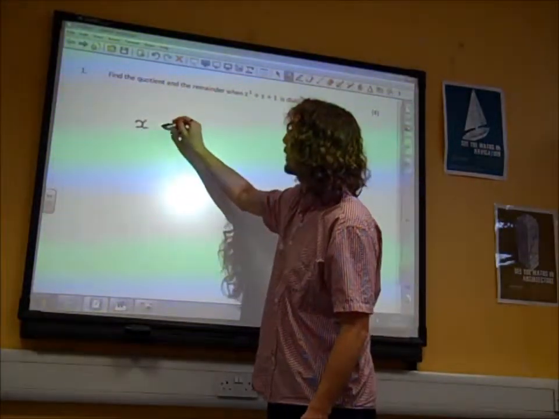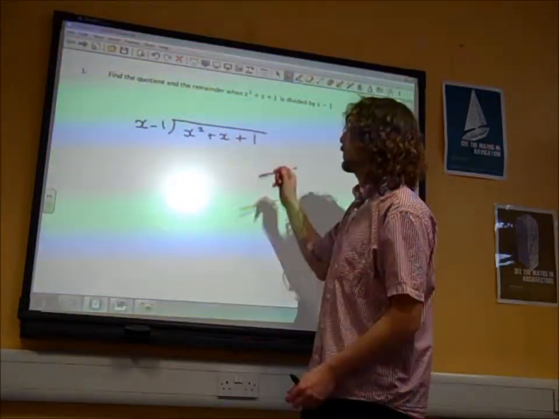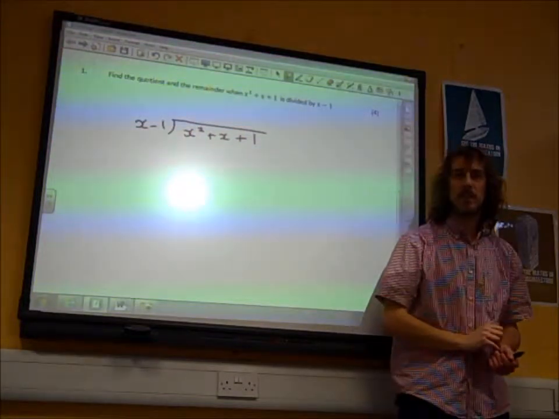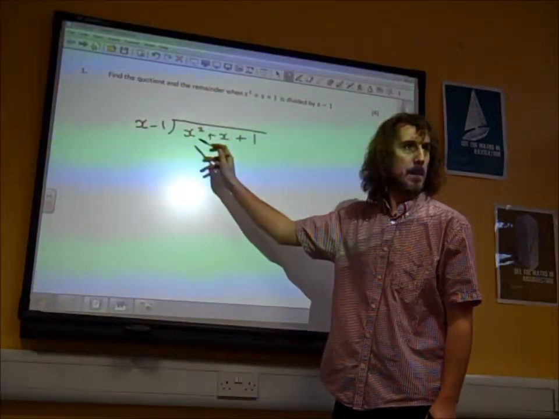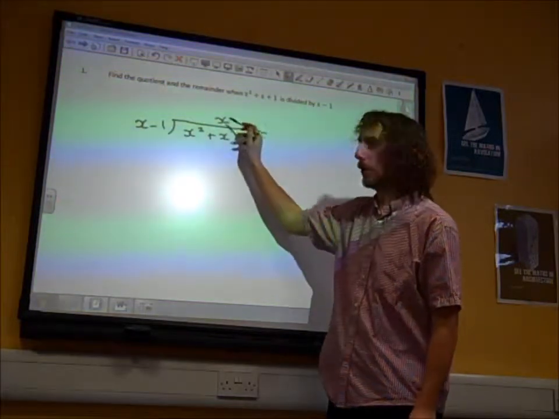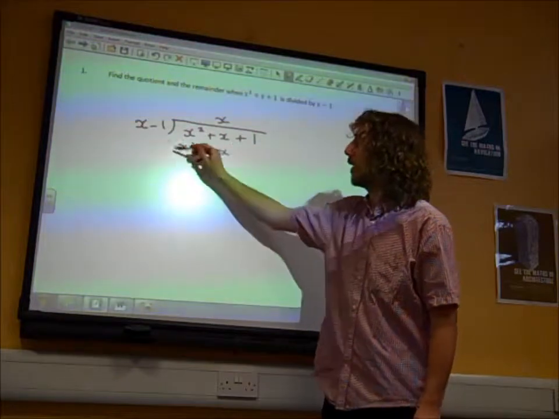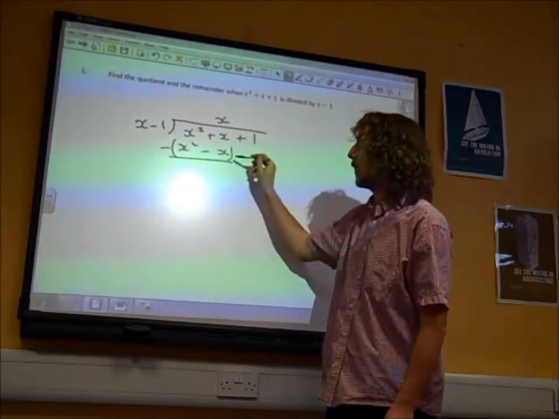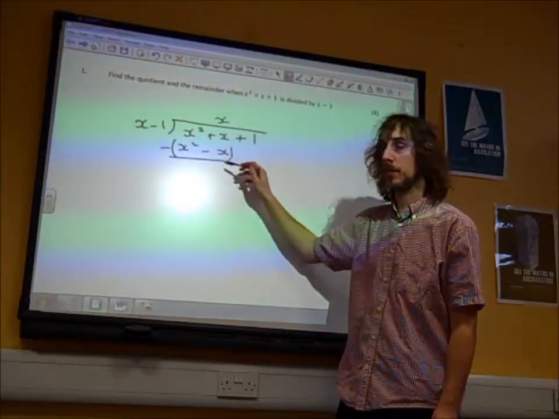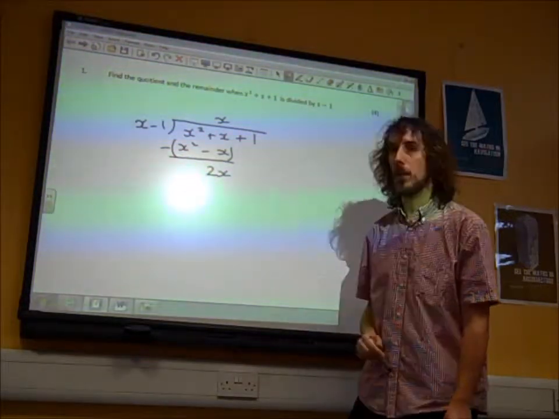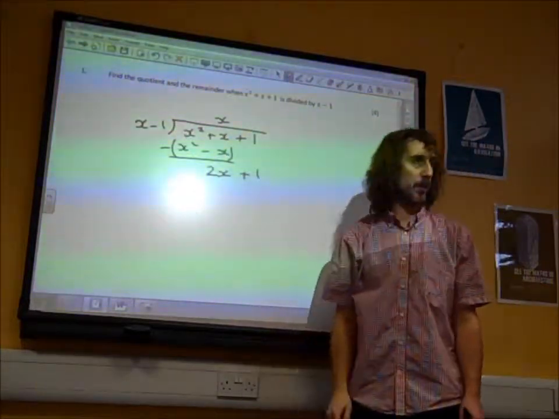So we're doing x minus 1 into x squared plus x plus 1, and it's quite a straightforward one to go through. We think, what do we multiply x by to get x squared? x. If you do that multiplication, x times x minus 1 gives you x squared minus x. We subtract, and we get x squared take x squared is 0. x take away minus x would end up being 2x. Bring down the plus 1, because we've got two terms that we're dealing with.